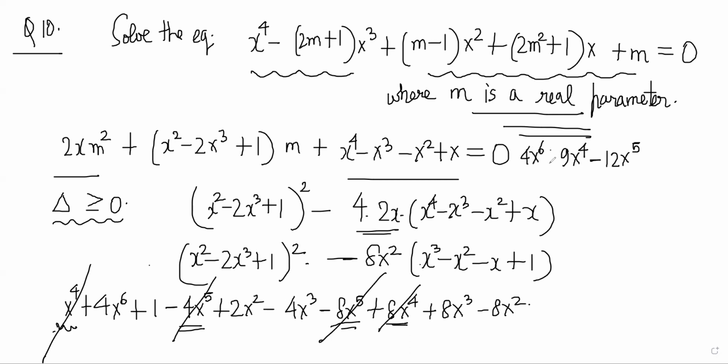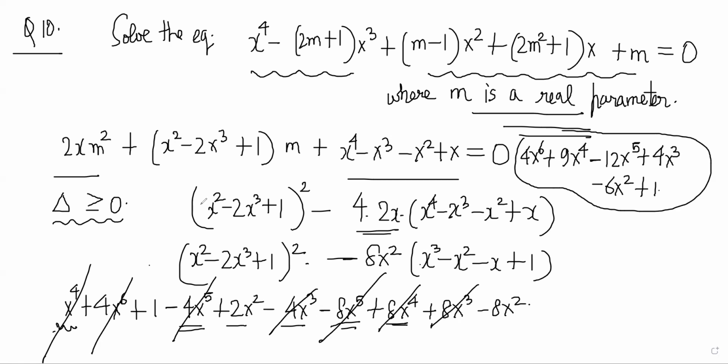4x power 6. And now the x cube term, 8x cube and minus 4x cube. This is a plus 4x cube. And 2x square and minus 8x square, so minus 6x square and a plus 1. So this is what is coming as the discriminant.